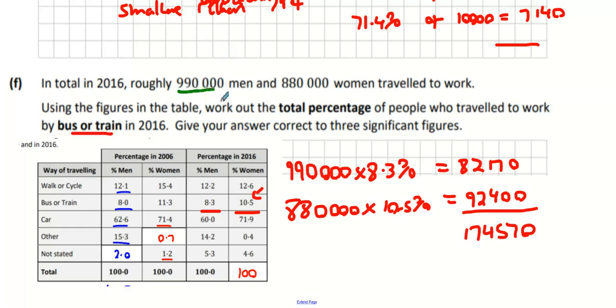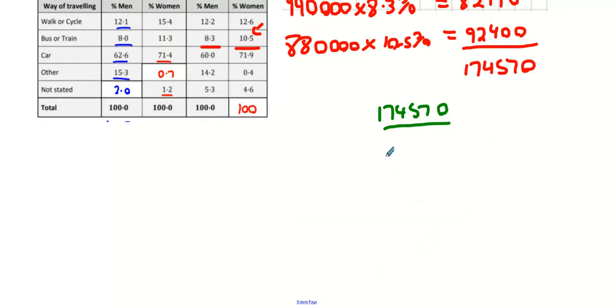Well, we're talking about 990,000 men and 880,000 women. We're going to add the two of them together. So it's going to be 174,570, and we're going to divide that by what happens when we add the two of them together. We get 1,800,070.